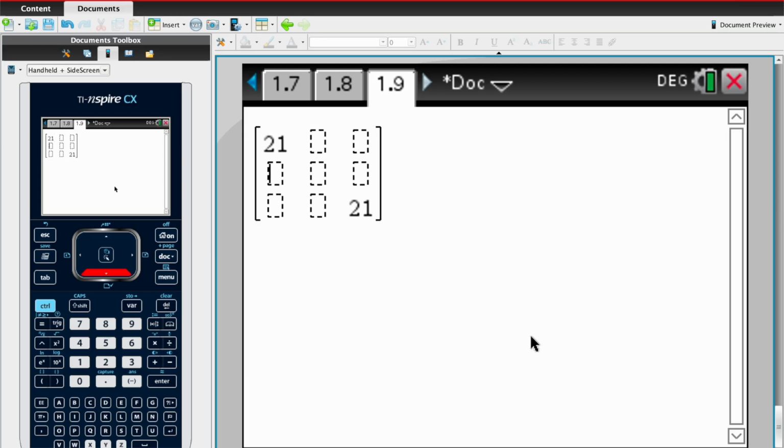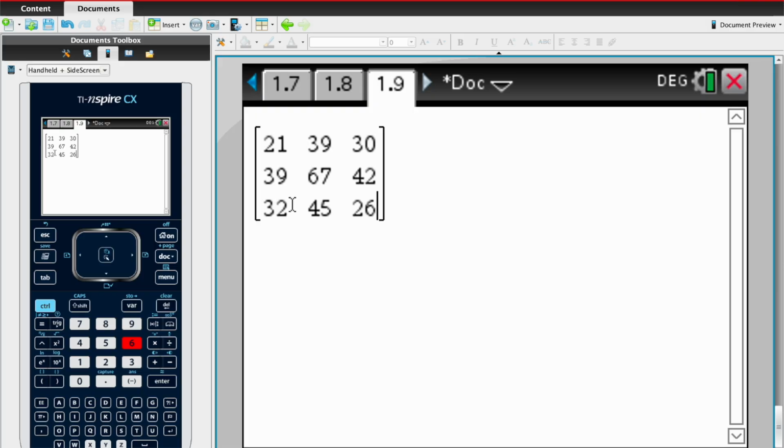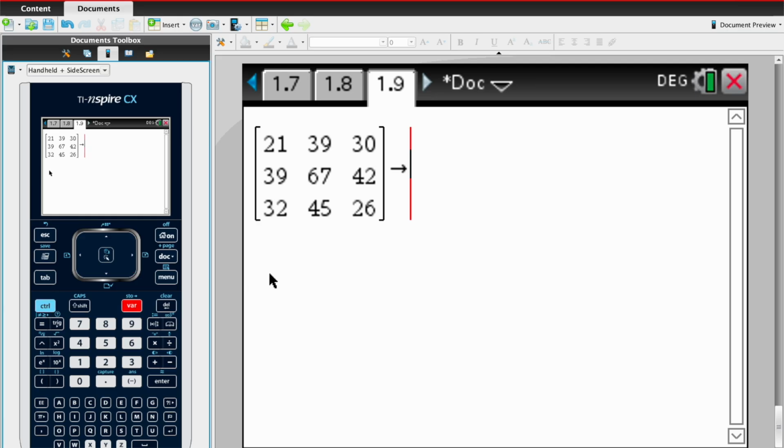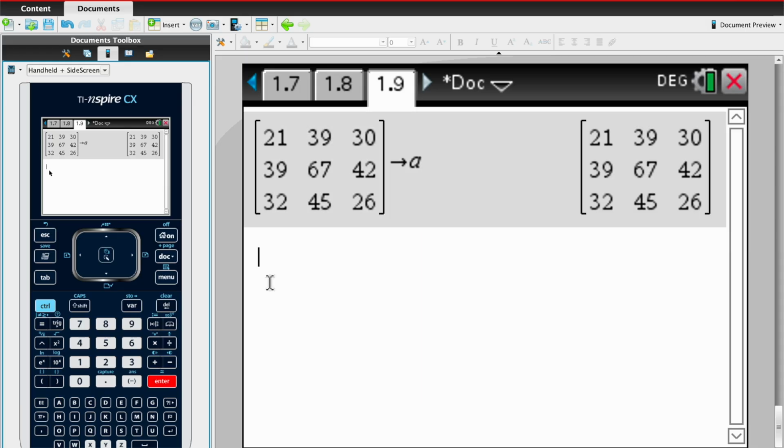So 21, 39, 32. 39, 67, 45. 30, 42, 26. All right, I'm just going to check these over to make sure. 21, 39, 32. Looks good. Now let's define our matrix. So Control var, and usually define it as A, but it doesn't really matter.